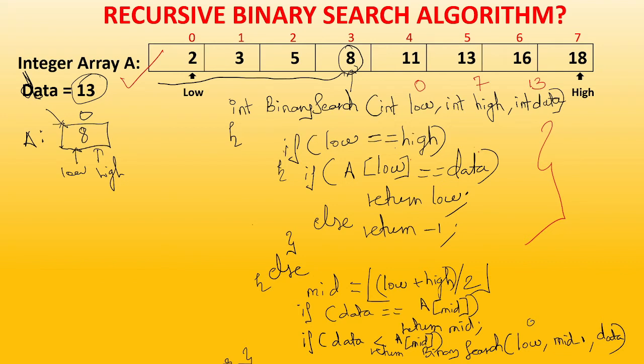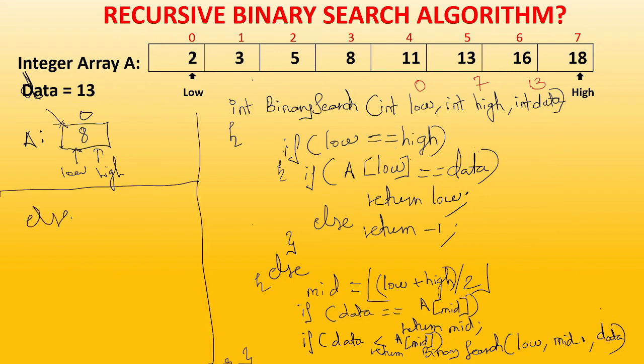So low will be 0, mid minus 1 will be what? 2, and your data. Suppose the data you wanted to find is 5. So 5 will be on the left hand side of this middle element, that is 8. So low will be at the 0th position, high will be at this position. And again to this part the binary search recursive algorithm will be applied. From this the middle element will be found and again compared with your data element. Else what will you return? Again call the binary search.